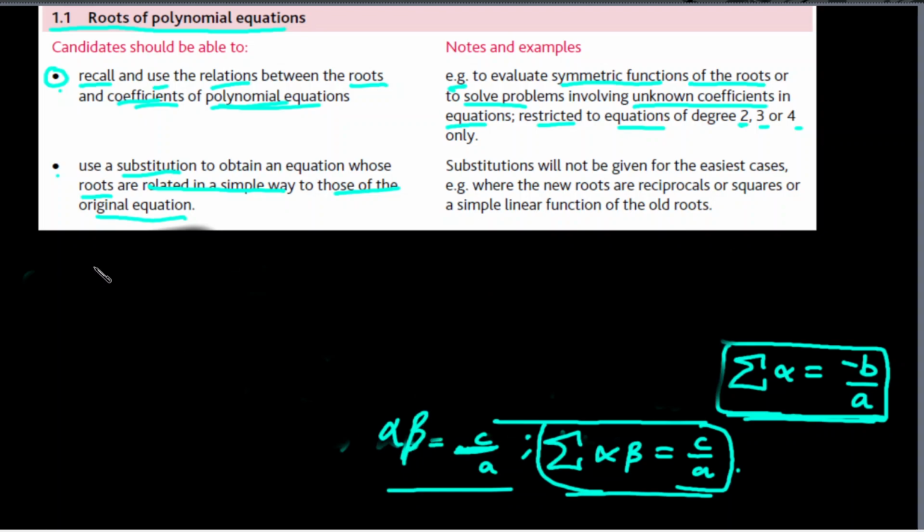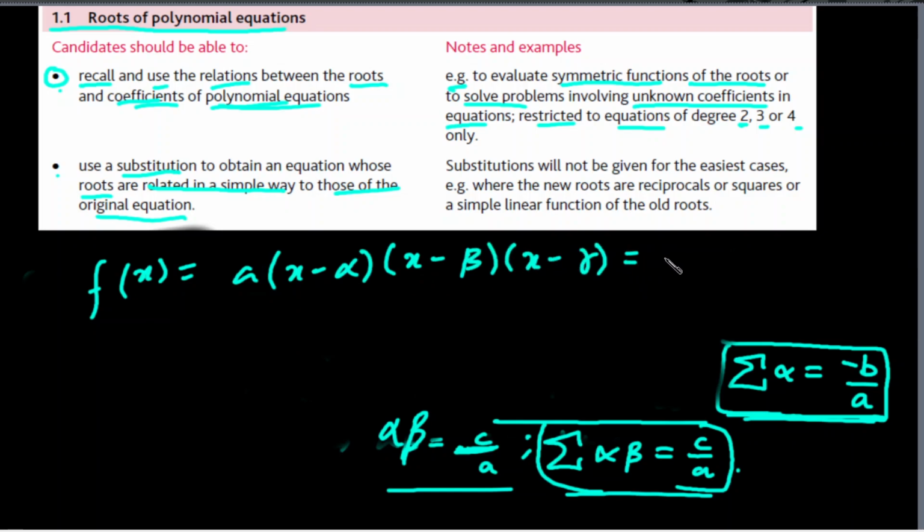So we could think of a third root gamma, such that f of x equals a times x minus alpha, x minus beta, times x minus gamma, which is equal to ax cubed plus bx squared plus cx plus d. Okay, here we equate the coefficients, and I'll just simplify. I'll just fast forward, and we'll basically get to the point where ax cubed is right here, and then we have ax cubed here as well, right? So that's fine. Then we have b, right?